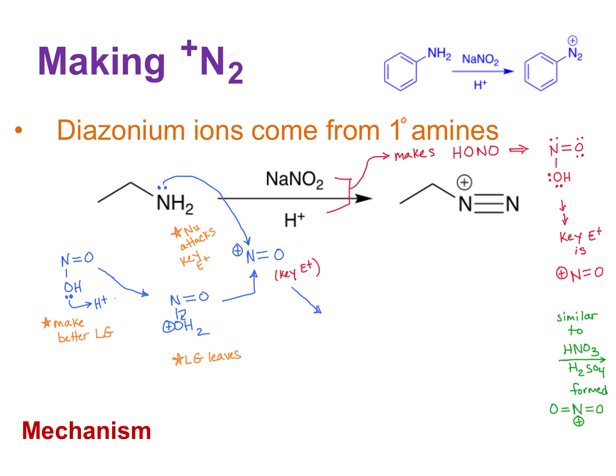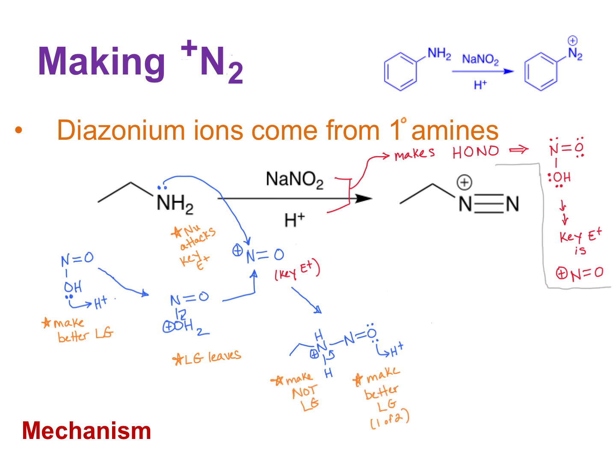All right, so how far did we get? Okay, so the very first thing we should do is this, right? So we're going to take off a hydrogen here, and we're going to add a hydrogen here, right, to make that better leaving group and make this not a leaving group. So then draw what that makes. It should look like this, right?